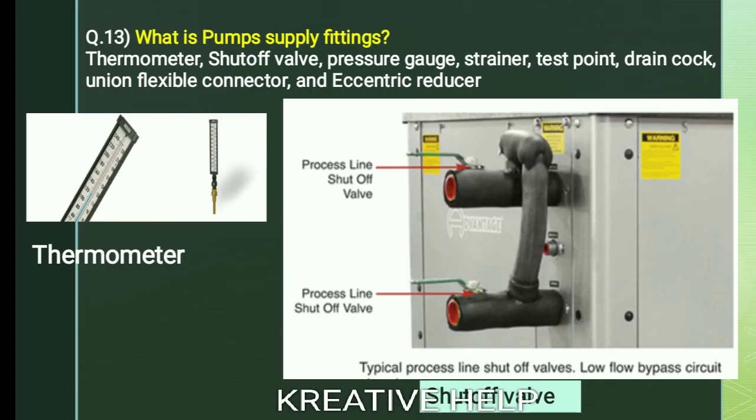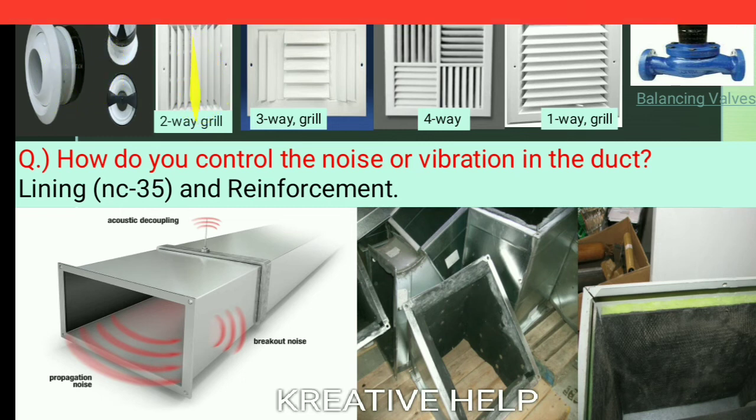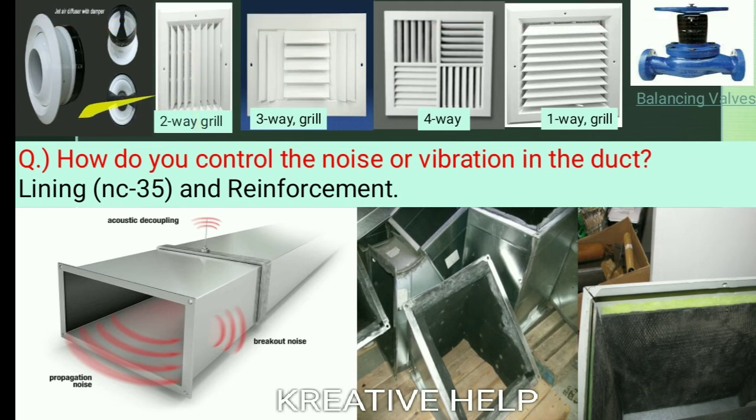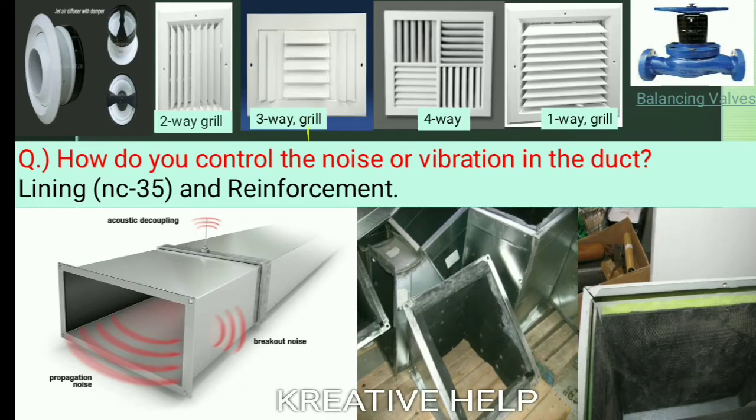So what is pump supply fitting? You can see all these things, and very okay, eccentric. I have explained this. So this is the grill we saw a little while ago, that the jet diffuser is like this. You can see the jet diffuser, two-way grills. You can see that there are partitions, okay, and the flow is coming here and this is the flow. This is the two-way grill. This is a three-way grill, so you can control this way and this way and this way. Four-way, the flow goes this way from this.